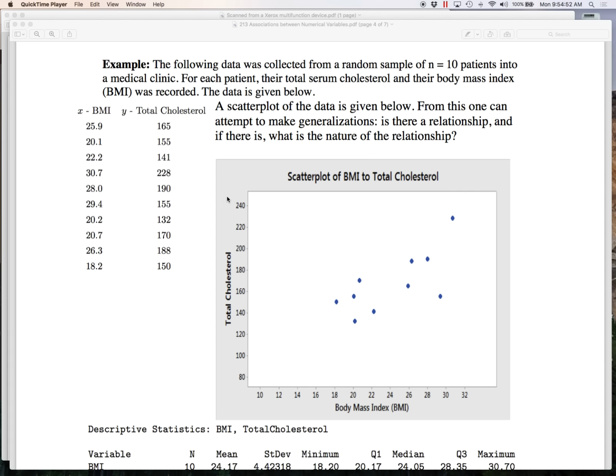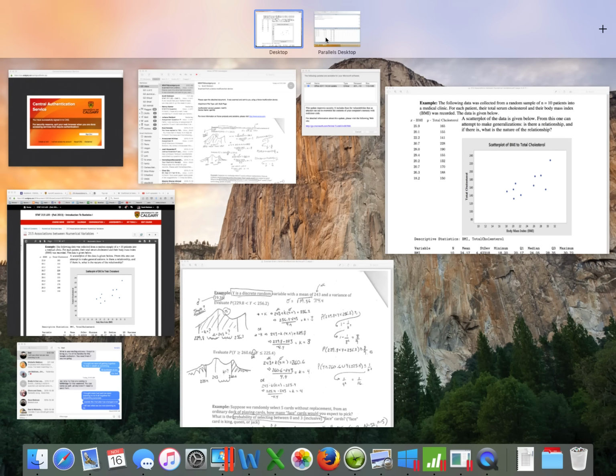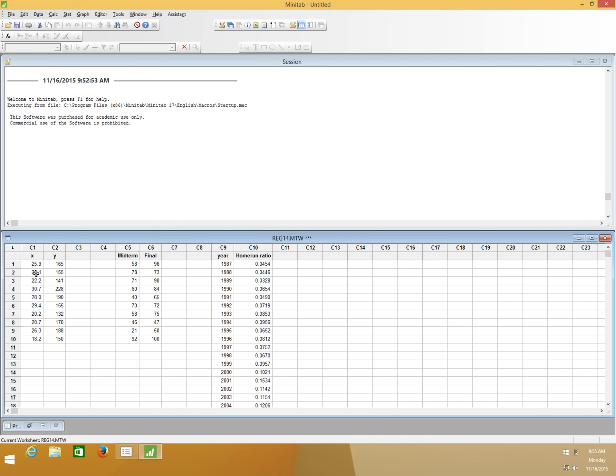Okay, so the idea that we want to do, of course, is find if there's a relationship between these two numeric variables. We do this with simple linear regression. So here I've got, in Minitab, this data already prepared for you in D2L. This is column X, this is column Y.